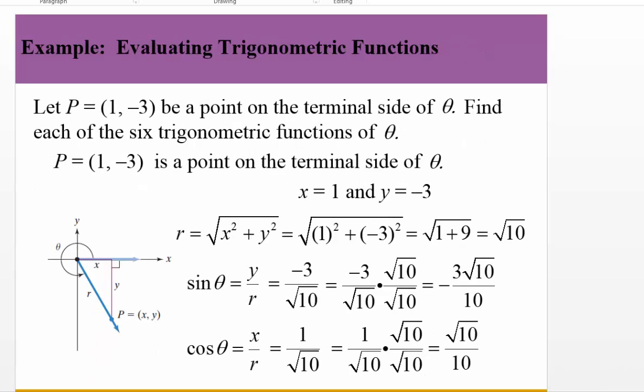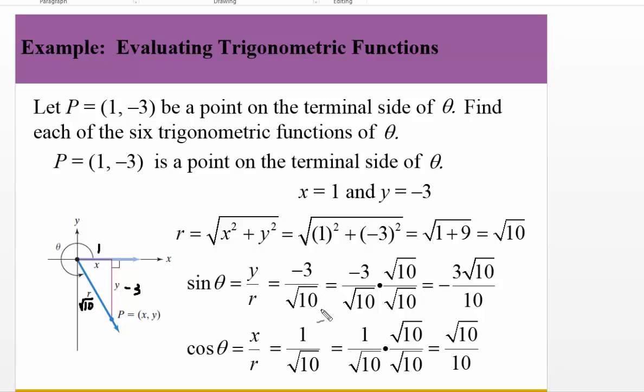All right, we'll take an example evaluating trigonometric functions, and we're going to let the point P be down here in the fourth quadrant, (1, -3). So what I like to tell students to do is draw your triangle, let x be 1, y is -3. So to find r here, we're going to say r equals the square root of x squared plus y squared, plug in the x's and y's, and we will find r is the square root of 10. All right, so going back here again, we can say that the sine of theta is going to be y over r here, and that's going to be -3 over the square root of 10.